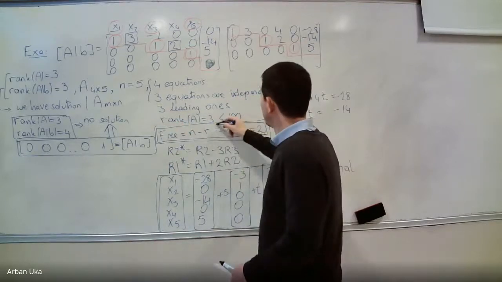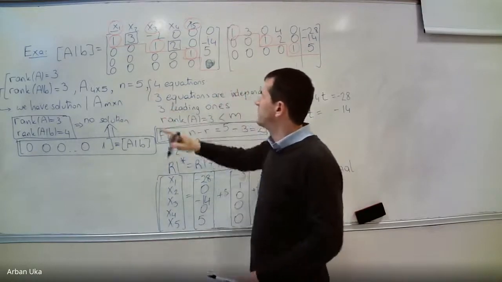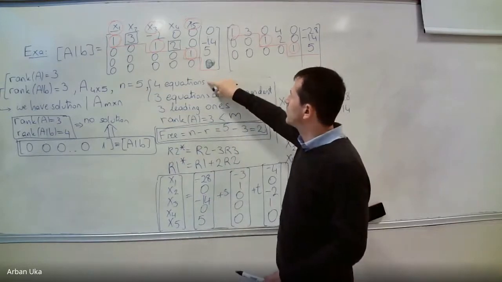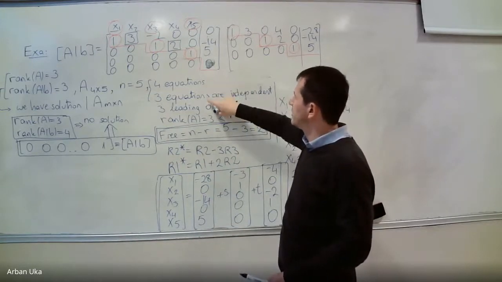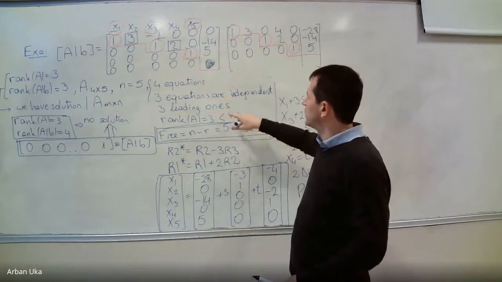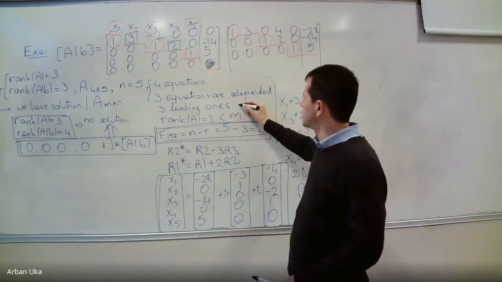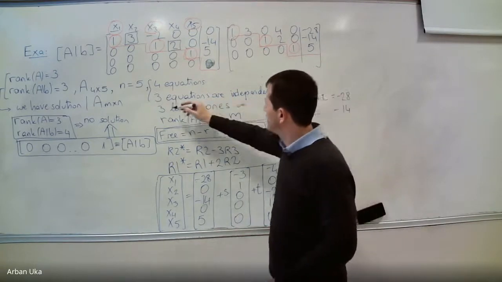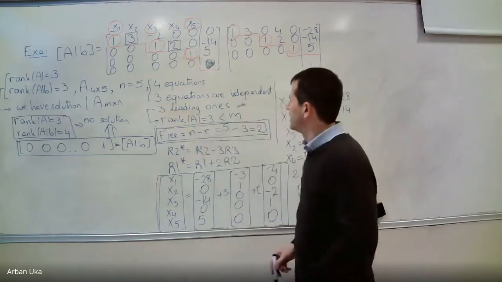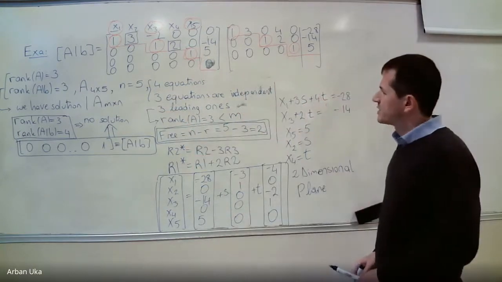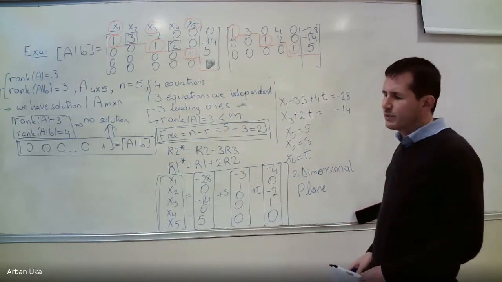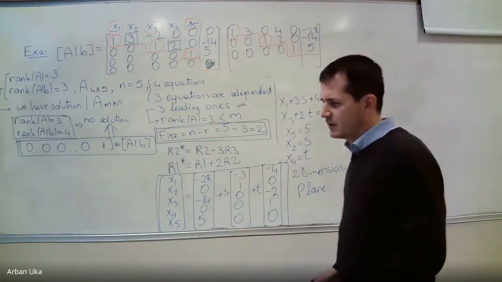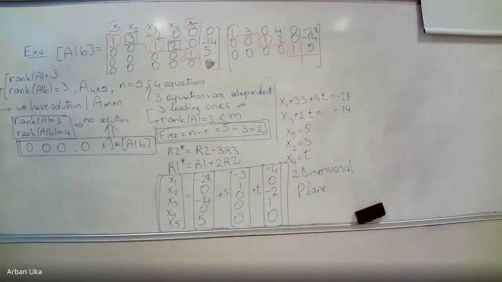So A was 4 by 5, n was 5. We had 4 equations initially. Everything was simplified. We get 3 leading ones. This means that this is the rank. 3 leading ones is the rank here, which is smaller than m, smaller than the largest possible value that it could have been.